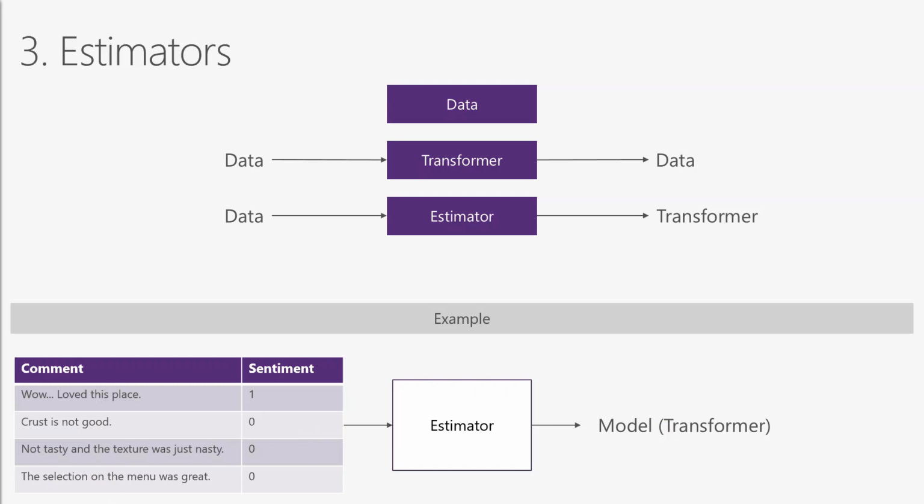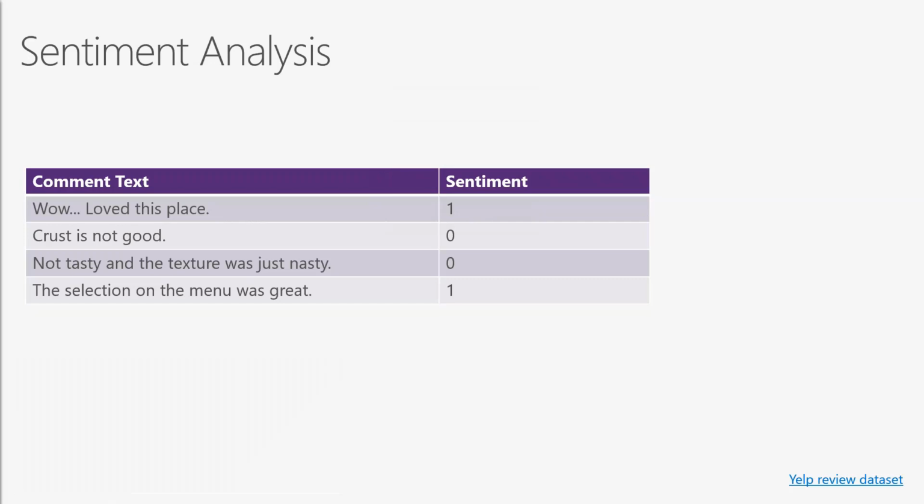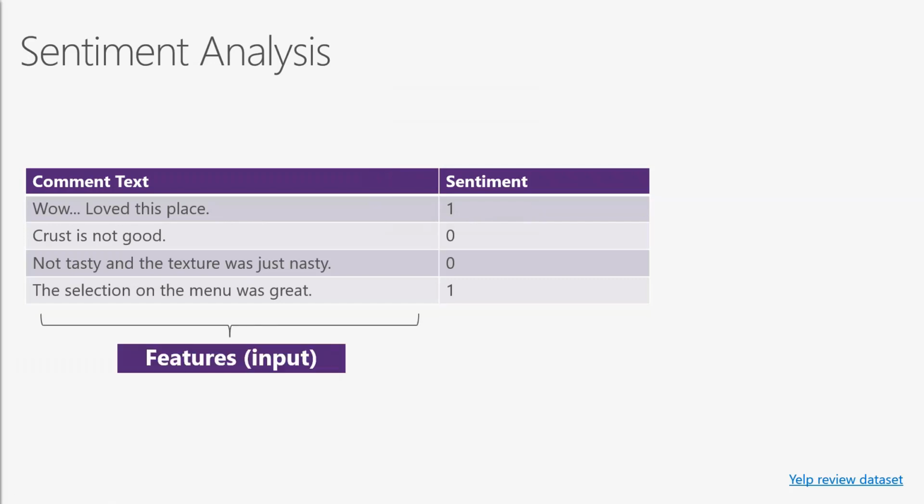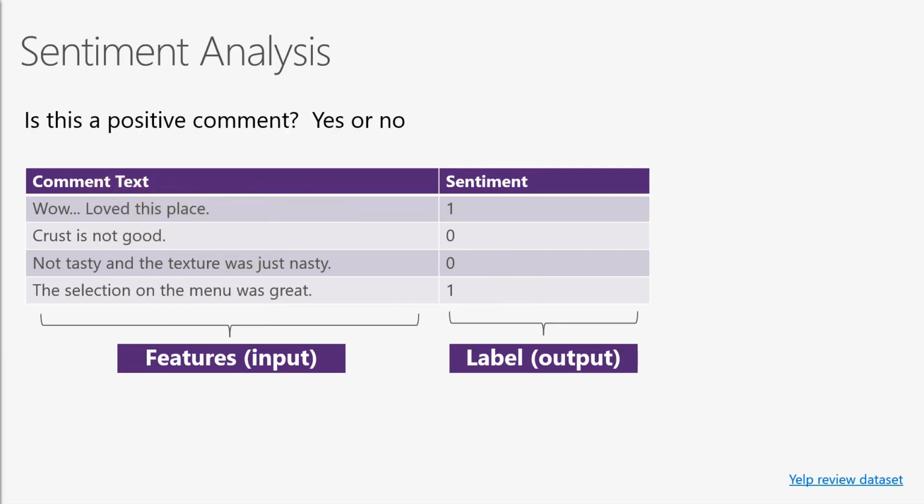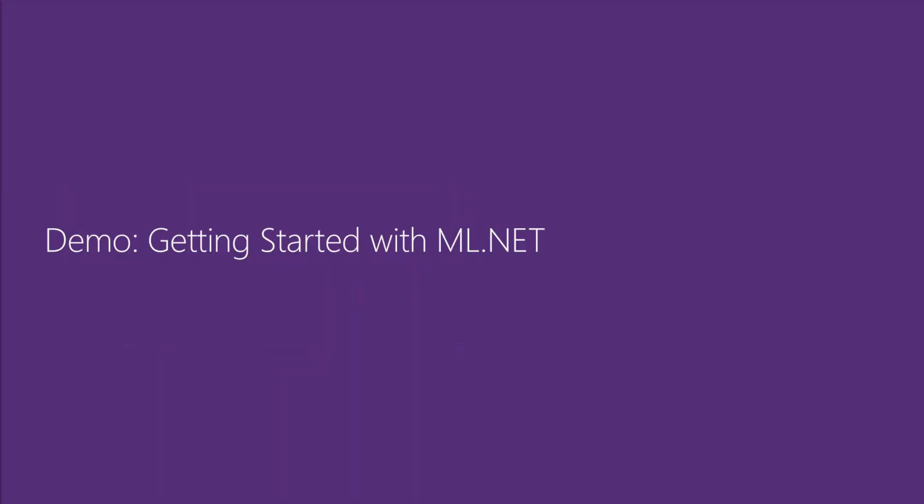So the estimator here is used for that purpose. And of course, this is the sentiment analysis example here. Those are the features, which are the input. These are the labels, which are the output. Right now, this is just a string feature going in, so this is a text analysis. And the question there is, is this a positive comment, yes or no? So now we're going to jump right into the demos.